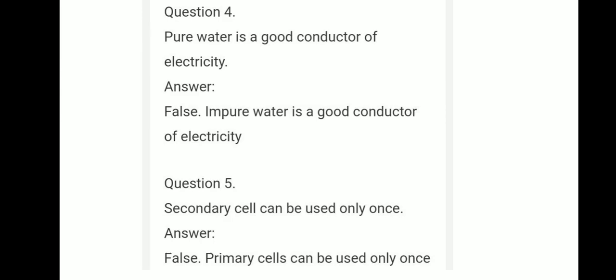And question number 5. Secondary cell can be used only once? False. Only primary cells can be used only once. Secondary cell can be used again and again. Therefore, answer false. Primary cells can be used only once.